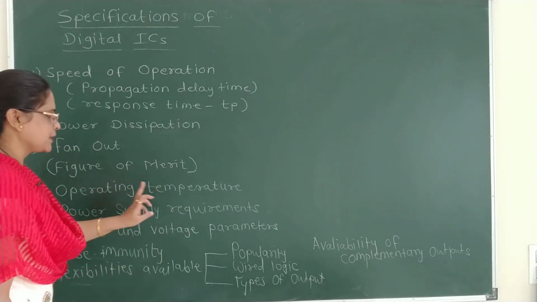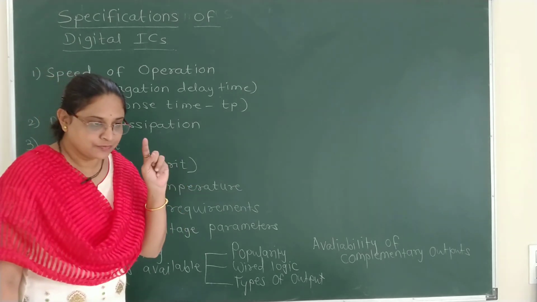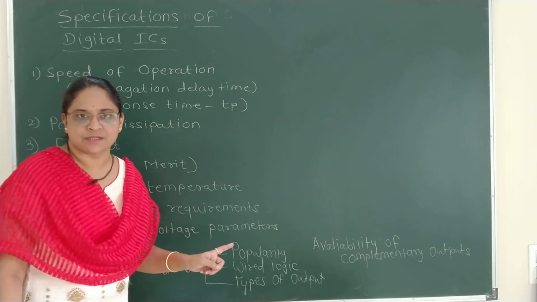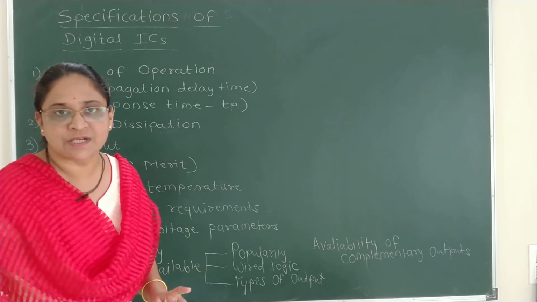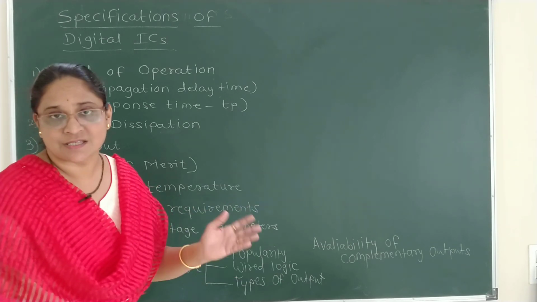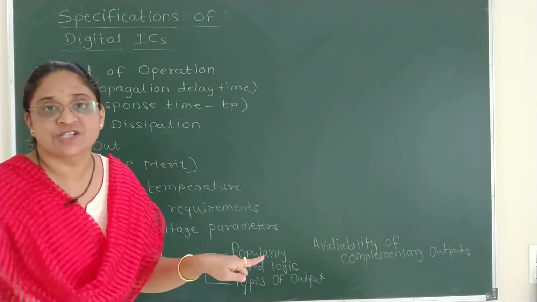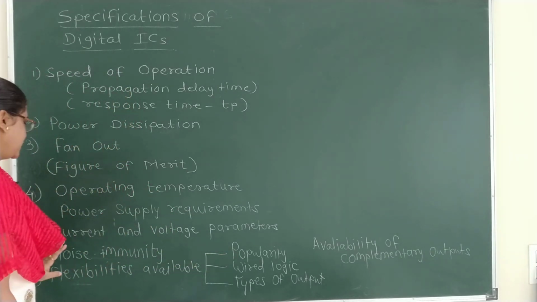Next, operating temperature. What is the range of temperature for that particular IC's performance? For normal circuits, there is a lowest to highest temperature range, and for military purposes and extreme climate conditions, the lowest to highest temperature range varies. So that is to be known as operating temperature.